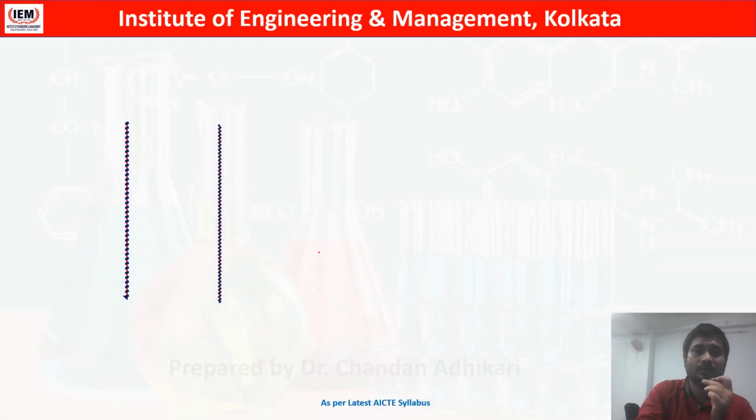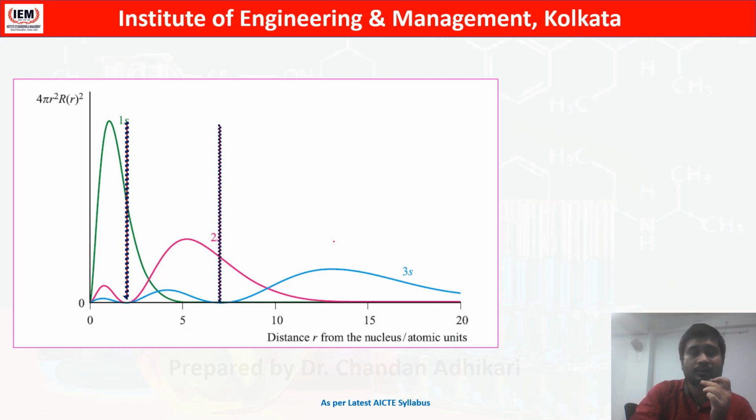Now I will show the radial distribution plots for a few important orbitals. For example, I have shown 1s, 2s and 3s in one diagram so that you can understand how it looks. As you go from the nucleus to more distance, the maxima height decreases, because the probability of finding the electron becomes less and less.